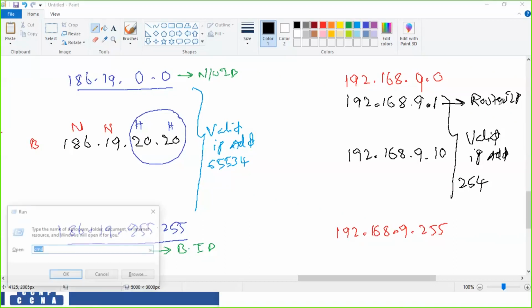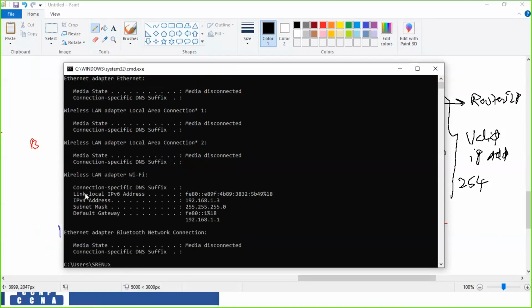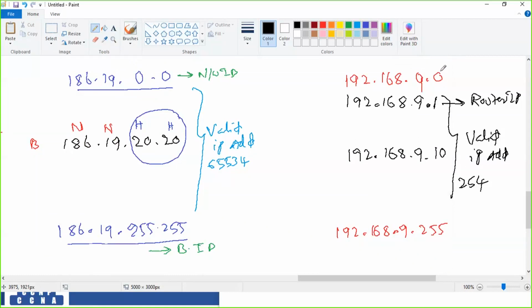Even if you check your computer's IP address with ipconfig, see what the default gateway is here. 192.168.1.1 is the router IP. My PC is 1.3. So even on your own computers, the first usable IP will be the default gateway. Clear? Any doubts?